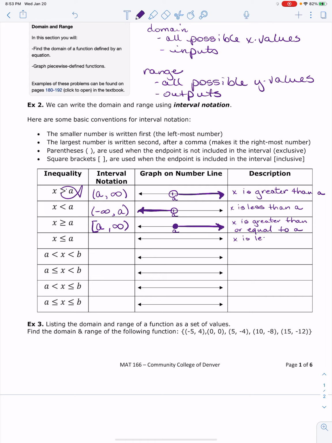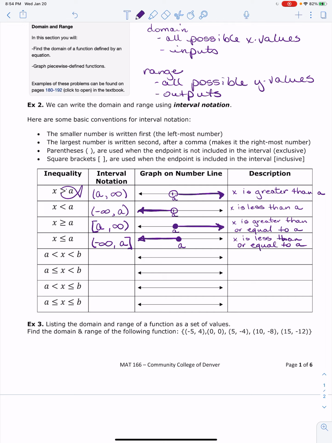So x is less than or equal to a. Again, x can equal a, so we've got a solid dot there that's included. Negative infinity to a, parenthesis on the negative infinity, square bracket on the a.